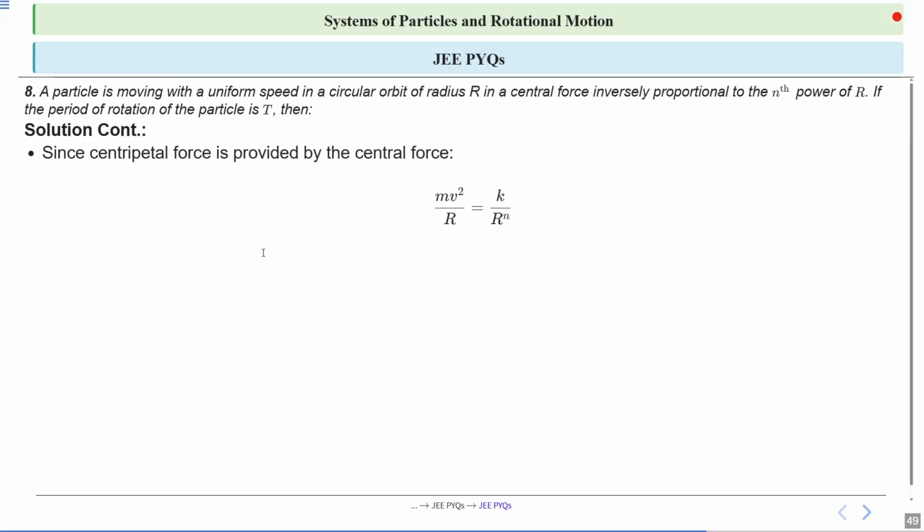Since the centripetal force is provided by the central force, mv square by r equals k divided by r raised to the power n. So mv square equals k divided by r raised to the power n minus 1. Solving this, we get v square equal to k by m into 1 divided by r raised to the power n minus 1. Taking the square root, we get v equal to under root k by m into 1 divided by r raised to the power n minus 1 divided by 2.